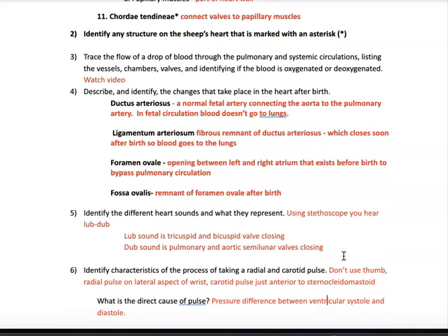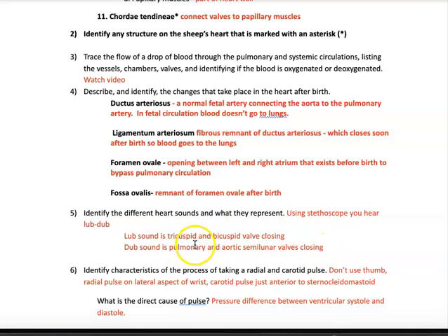Different heart sounds: we'll use a stethoscope to listen, and you're going to hear a lub-dub, which is actually one beat. Lub-dub, lub-dub, lub-dub. So that was 3 beats. What you're hearing, you're not hearing the heart contract. You are hearing the valves close. So the lub you hear, the first sound, is the tricuspid and bicuspid valves closing. The dub, the second sound, is the pulmonary and aortic semilunar valves closing.